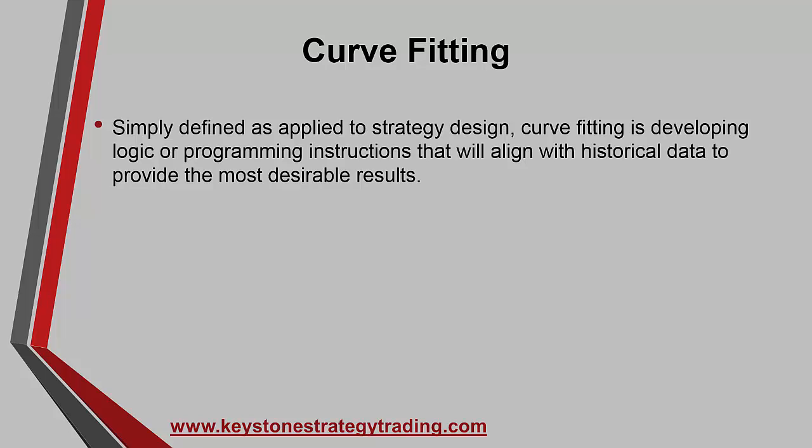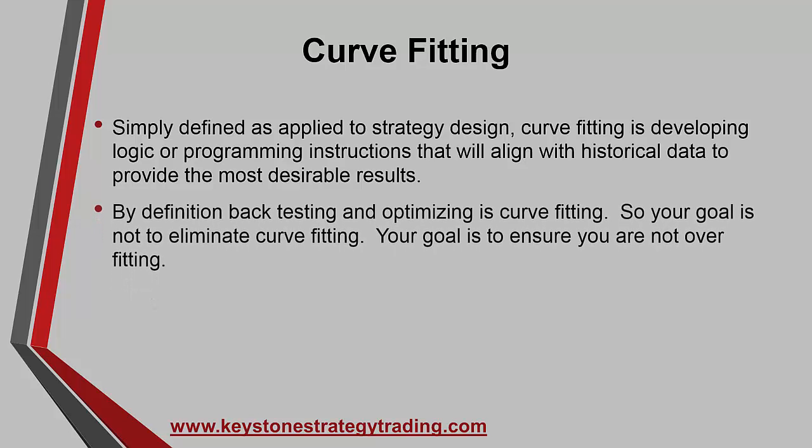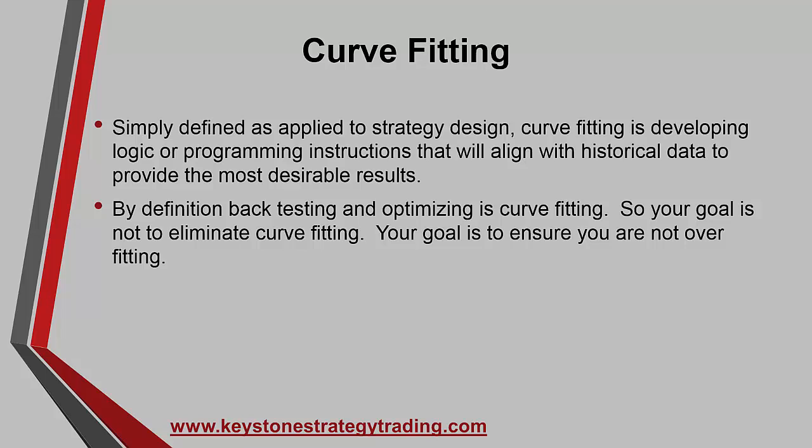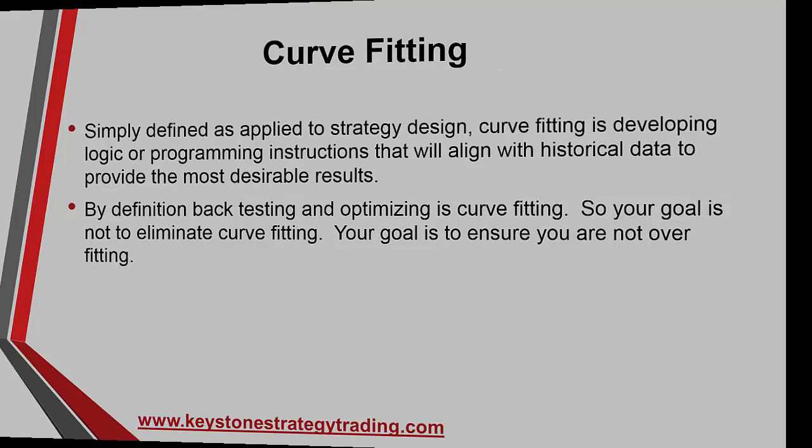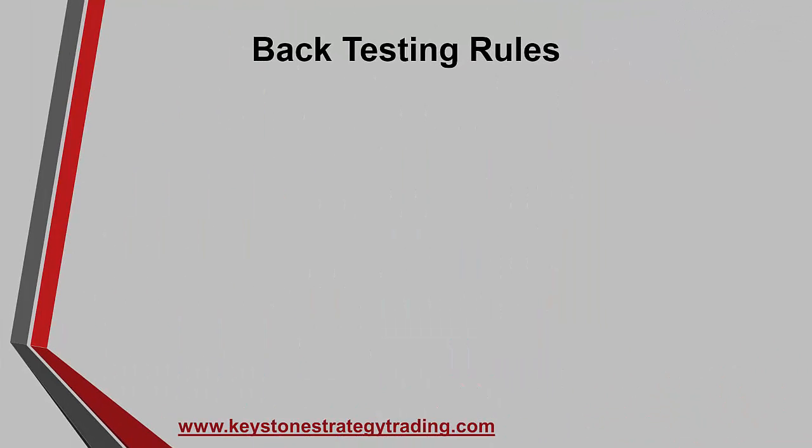So when you do your optimization or when you put your filters on the strategy, you're putting the ones that will give you the best results over the back-tested data. So by definition, backtesting and optimizing a strategy is essentially curve fitting. So really our goal cannot be to eliminate curve fitting. Our goal is going to be to try and ensure that we are not overly curve fitting our strategy. Well, the question then becomes, how do we go about doing that?